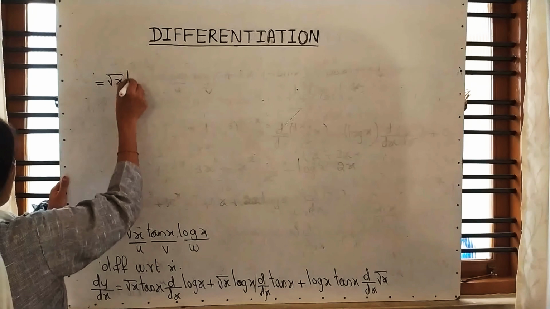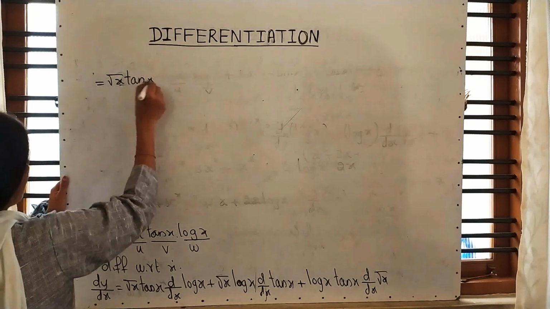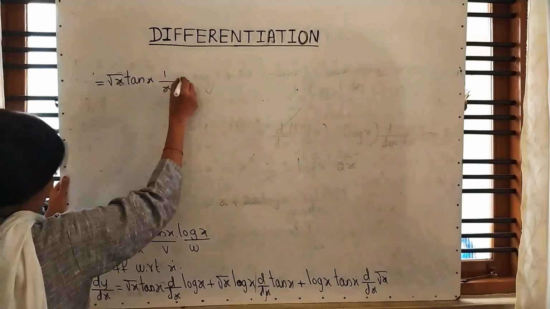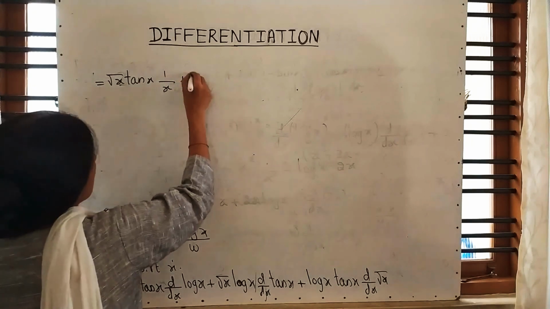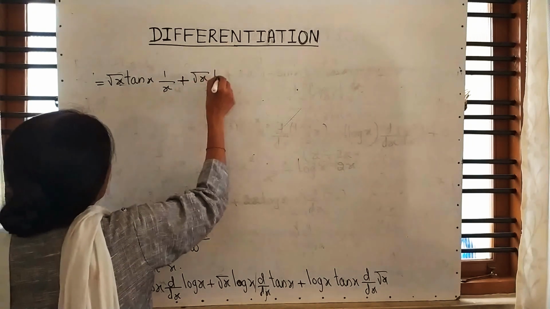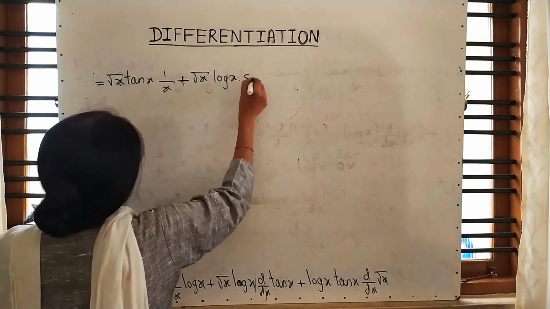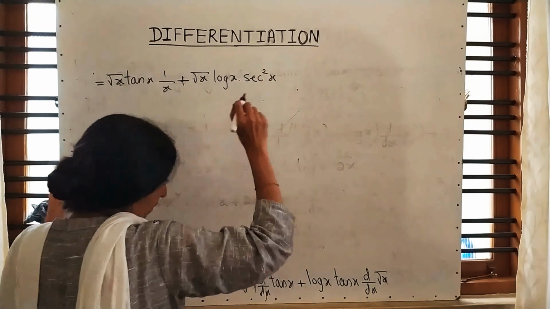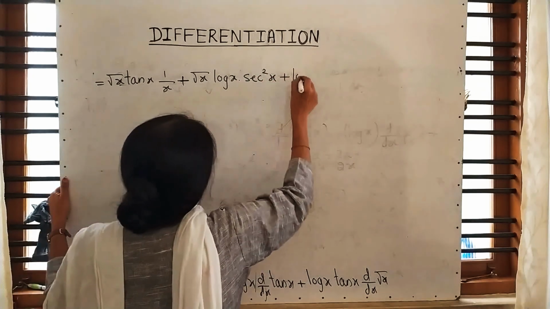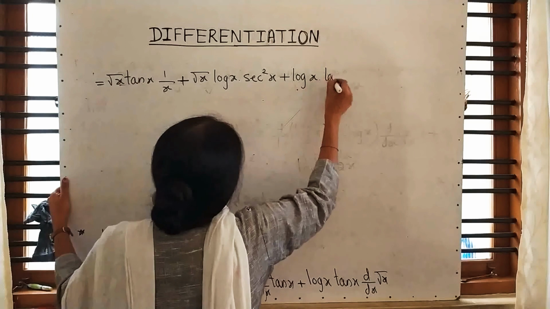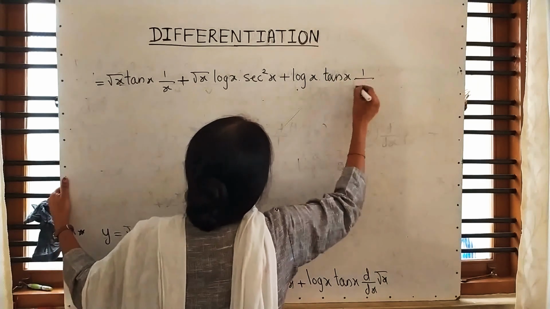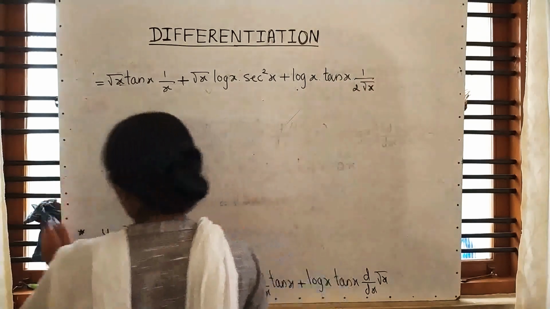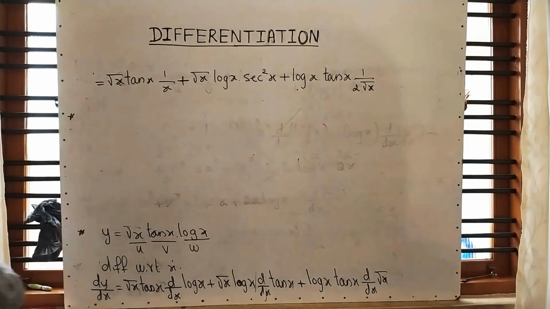Root x tan x as it is. Differentiation of log x is 1 by x, plus root x log x as it is. Differentiation of tan x is secant square x, plus log x tan x as it is. Differentiation of root x is 1 by 2 root x. The terms are not cancelling, so keep as it is.